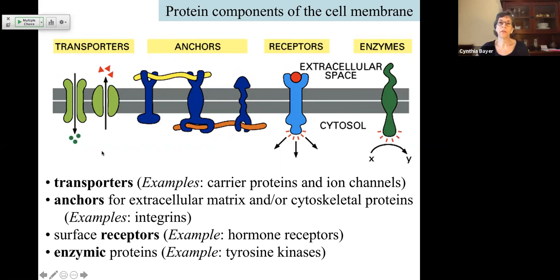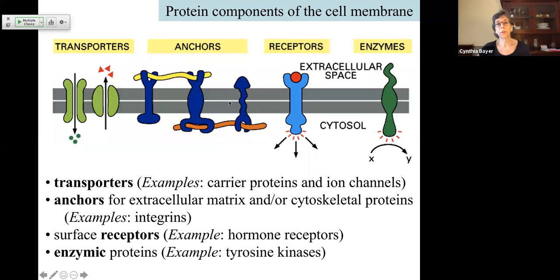We can divide them into different categories, and we'll be talking about all of these in different chapters when we're looking at different processes and functions of cells. Some of these are transporters. We'll talk about those today. These are proteins that span the membrane, and they can either form a channel that allows components to move across the membrane, or they may form what we call carrier proteins that can move or direct movement of solutes across the membrane, in one direction or another.